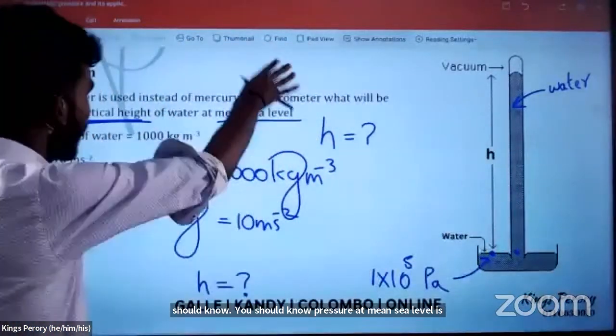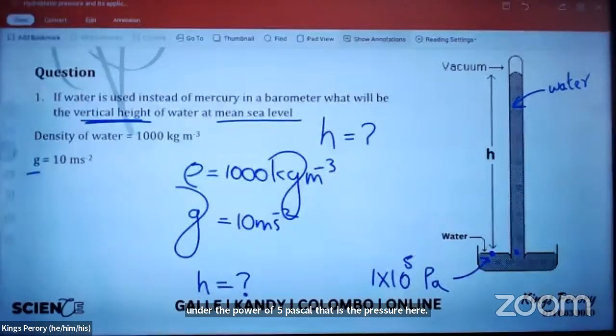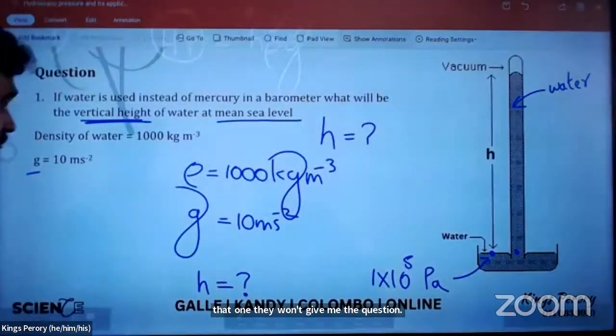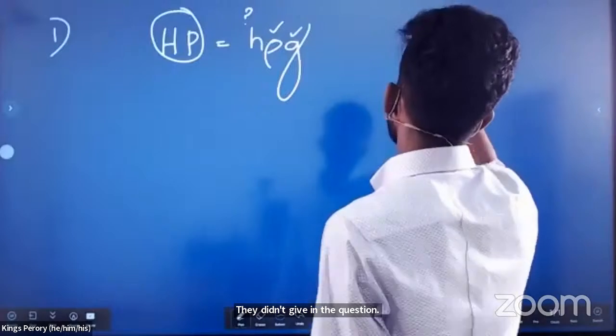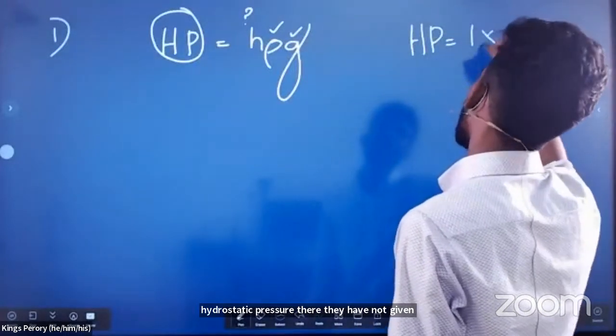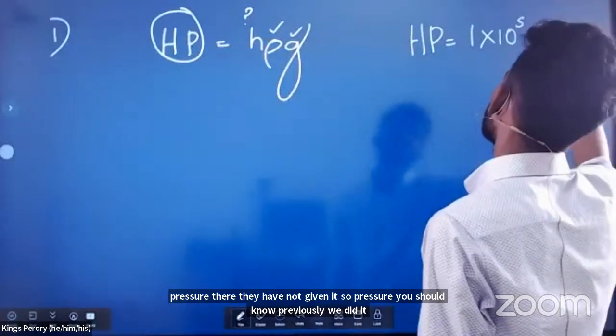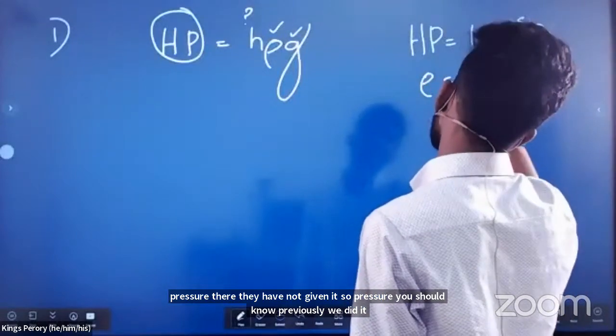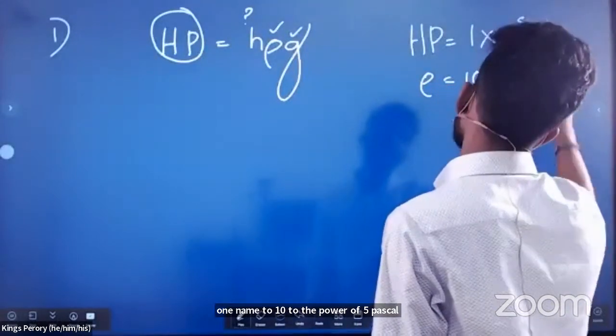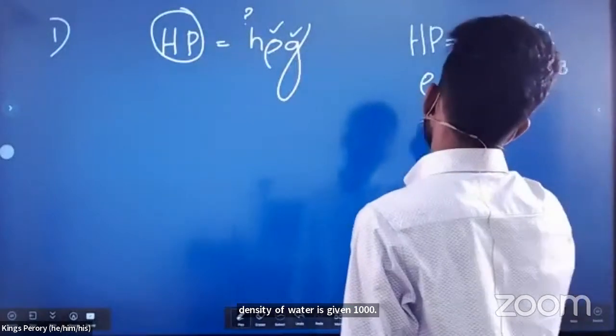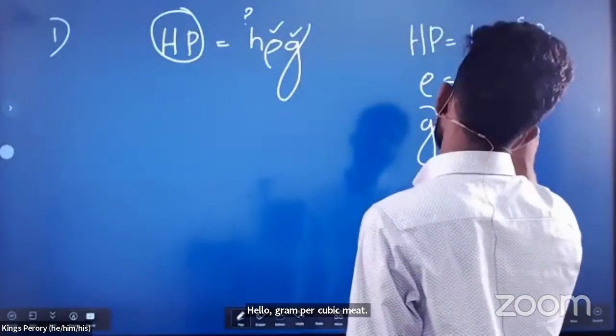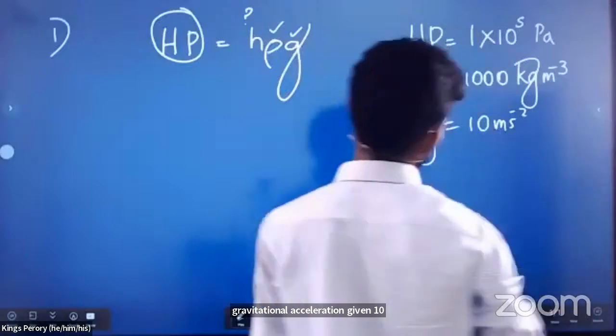They won't give that. They didn't give the hydrostatic pressure in the question. So you should know the pressure. Previously we did it: 1 into 10 to the power 5 Pascal. The density of water is given, 1000 kilogram per cubic meter. Gravitational acceleration is given, 10 ms to the power minus 2.